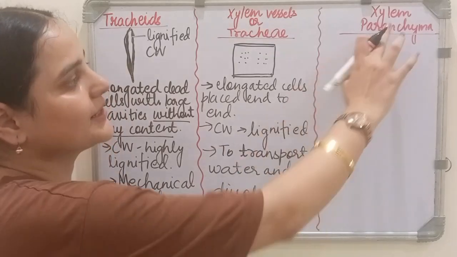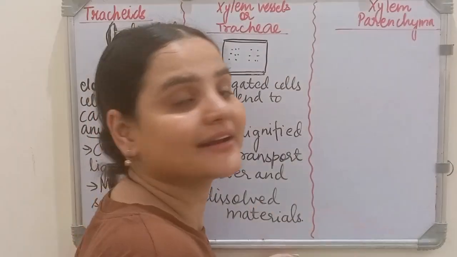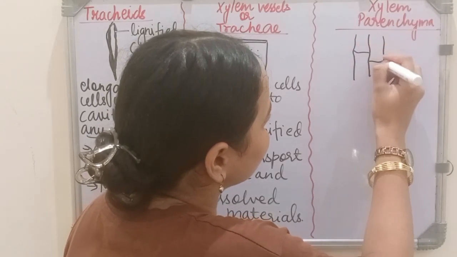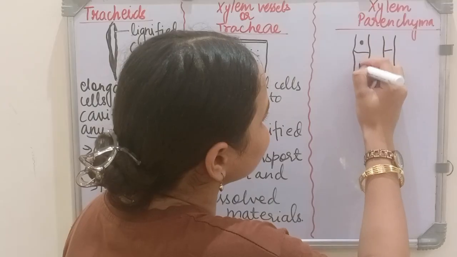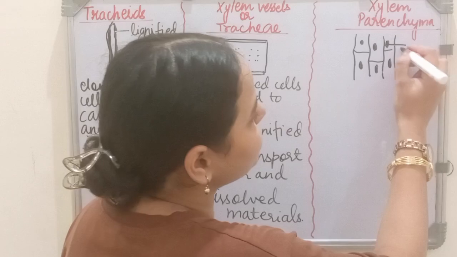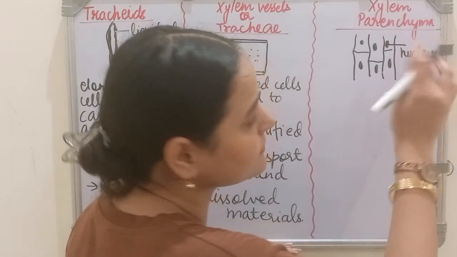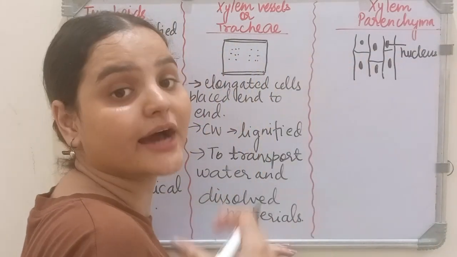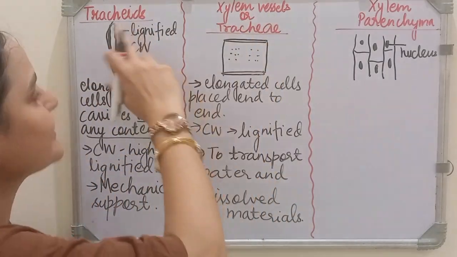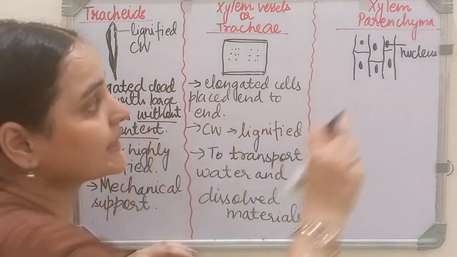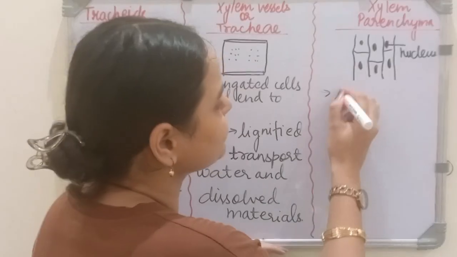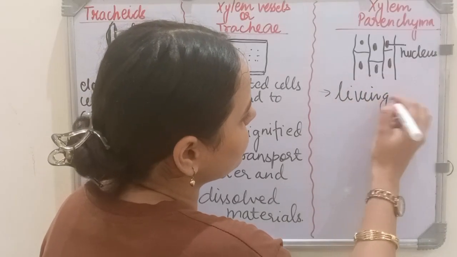Okay. Now let's study xylem parenchyma. Let's draw xylem parenchyma. Okay. This is how a xylem parenchyma looks. This is the nucleus which is present. And because of the presence of the nucleus, xylem parenchyma are living cells. Okay, we were not able to see a nucleus in xylem vessels and tracheae. So these were dead cells. But in case of xylem parenchyma, the nucleus is present. So that's why they are living cells.